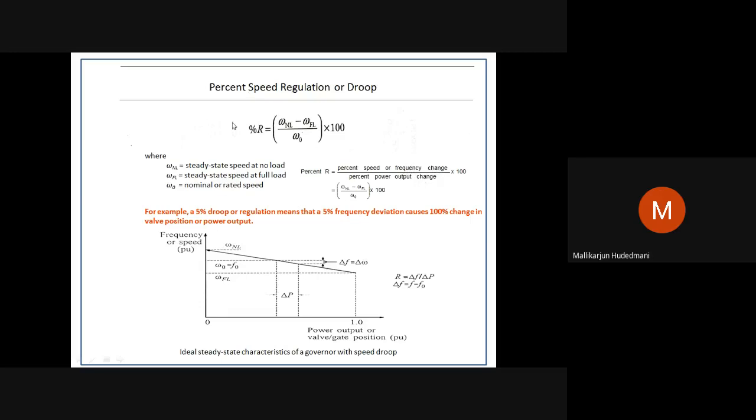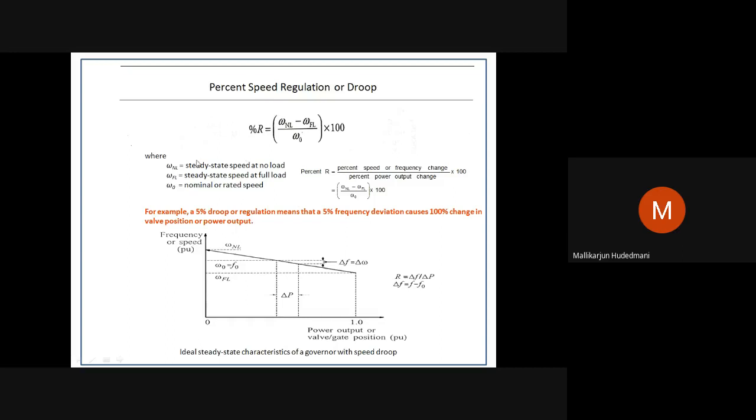Then how will you understand it? Suppose a generator has certain X% of droop characteristics, or 5% which I have taken as an example here. For example, 5% droop or regulation means 5% of the scheduled frequency. If I take a deviation, 5% of the frequency as a change in frequency causes 100% change in valve position or output. What do you mean by this?